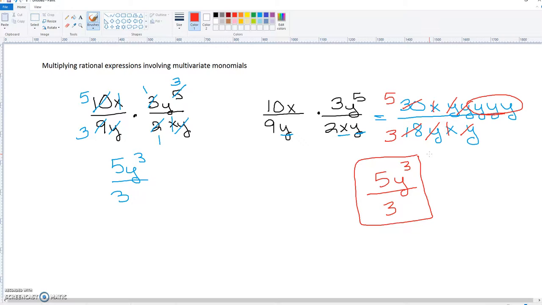So either way you want to do it, ultimately you're simplifying the expression. You're trying to divide and cancel everything out that you can. Whether you cancel stuff prior, or you go ahead and multiply everything out and then reduce, either way works.